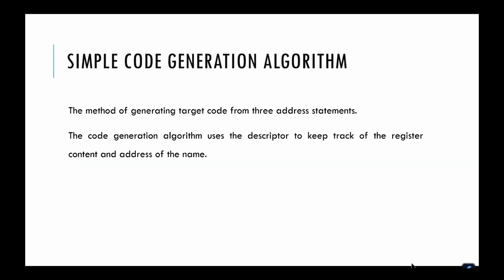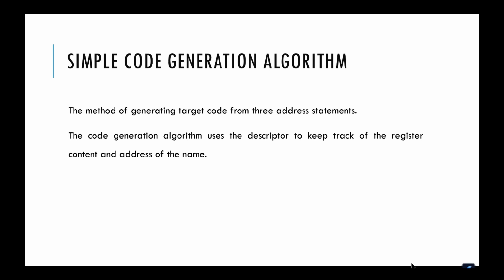A register descriptor is used to keep track of what is currently in each register. So it's saying what is there currently in the register. The register descriptor shows that initially all the registers are empty. As the code generation for the block proceeds, the registers will hold the values of the computations. So whatever value we are having, it will be held by the register.